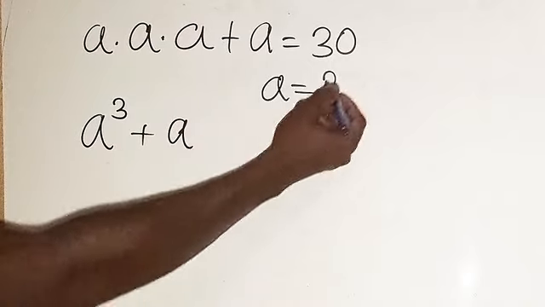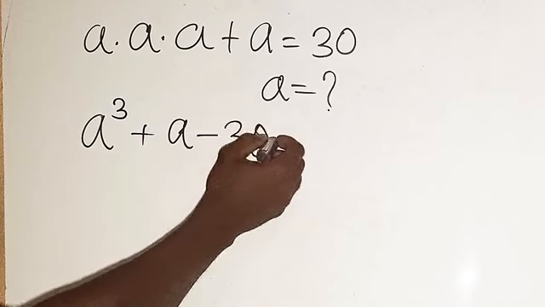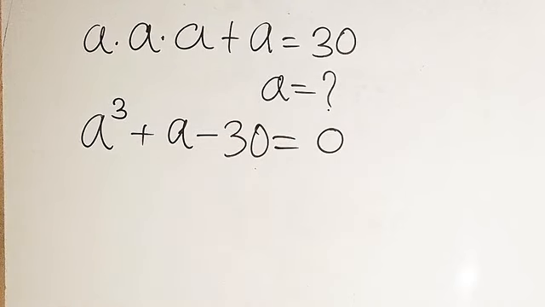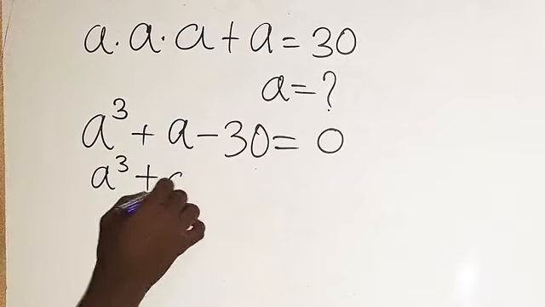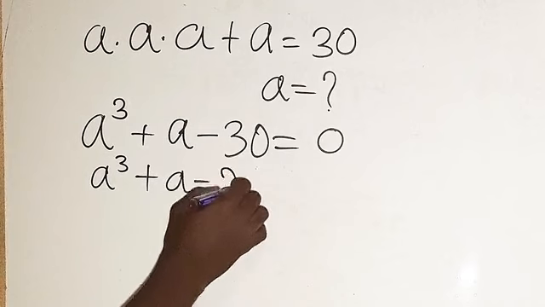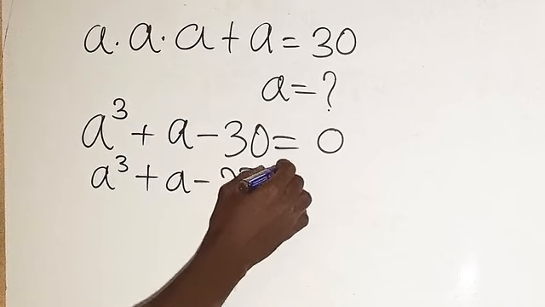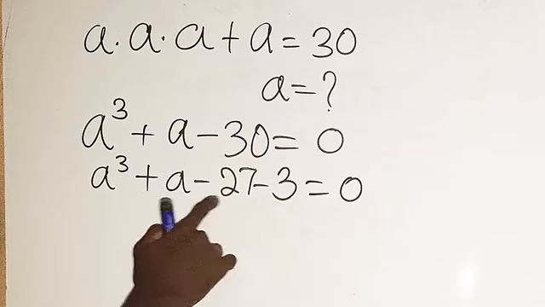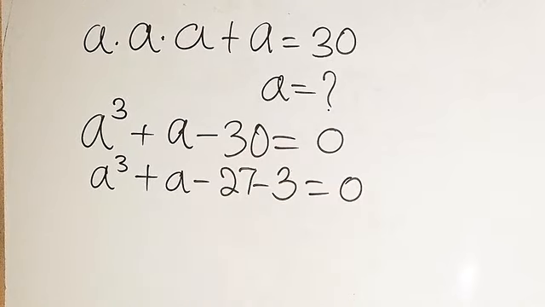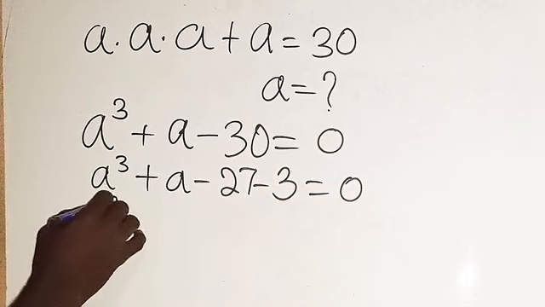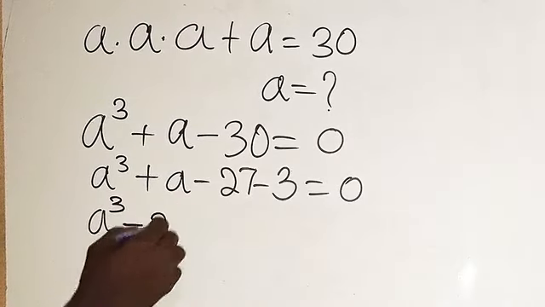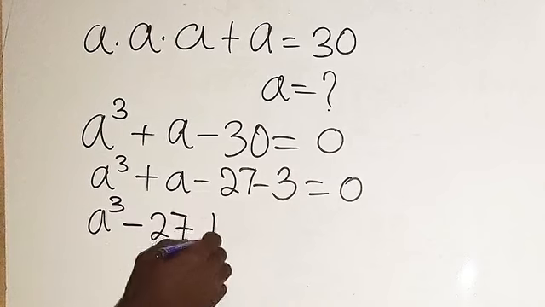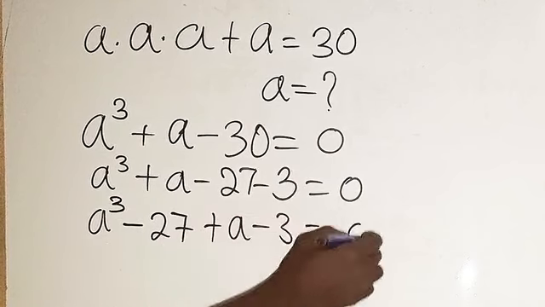Now this 30 here, I can transpose it to the left hand side. I'm going to be having a to the power of 3, then plus a minus 30 giving 0. So now we can write this as a to the power of 3 plus a minus, this 30 can be written as 27 minus 3, which is equal 0, because minus 27 minus 3 will give us minus 30. So now I can rearrange this to be a to the power of 3, then taking 27 near this, then plus a minus 3 equal 0.